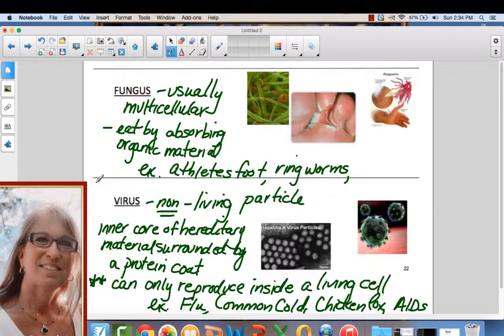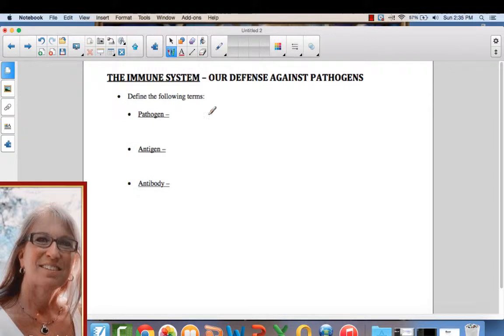Now we're going to review some important vocabulary words, and then we're going to talk about the immune response. So you've heard me say the word pathogen. You already know what that is. Okay, it's a foreign invader of the body that causes disease.